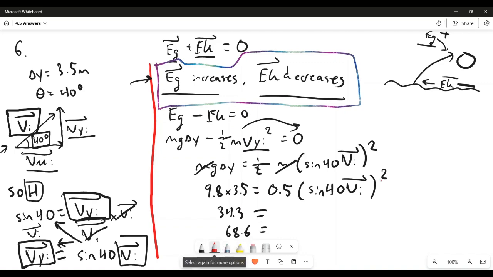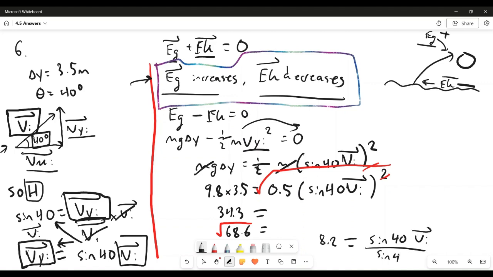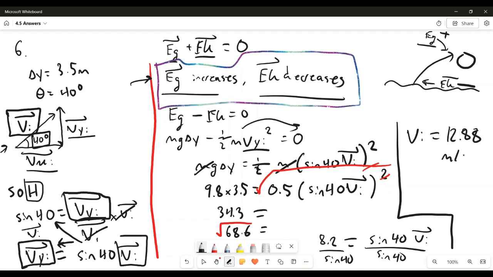Then if we divide by 0.5 on both sides, you should get 68.6. Then we can root both sides to get rid of this square. What that should leave you with is 8.2, equal to VI sine 40. If we divide by sine 40 on both sides, you should simply get the initial velocity that the dolphin launches itself at, 12.88 meters per second.